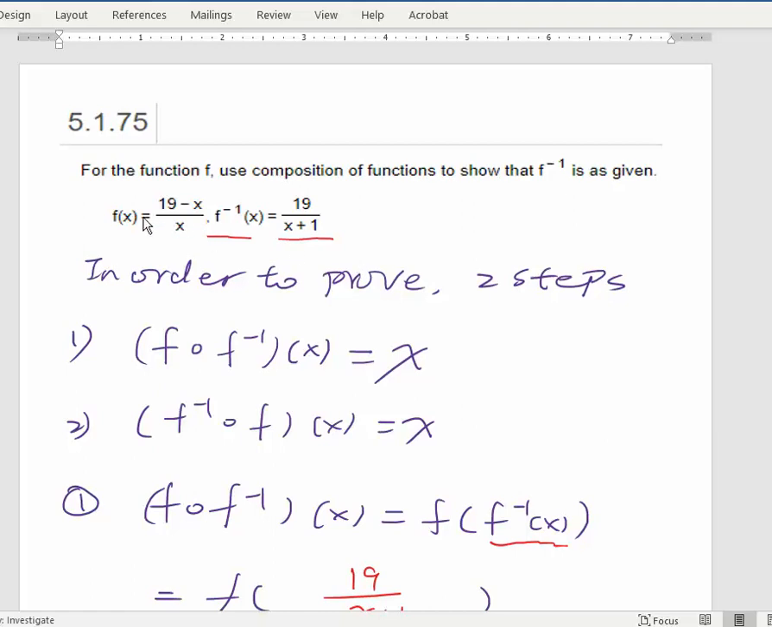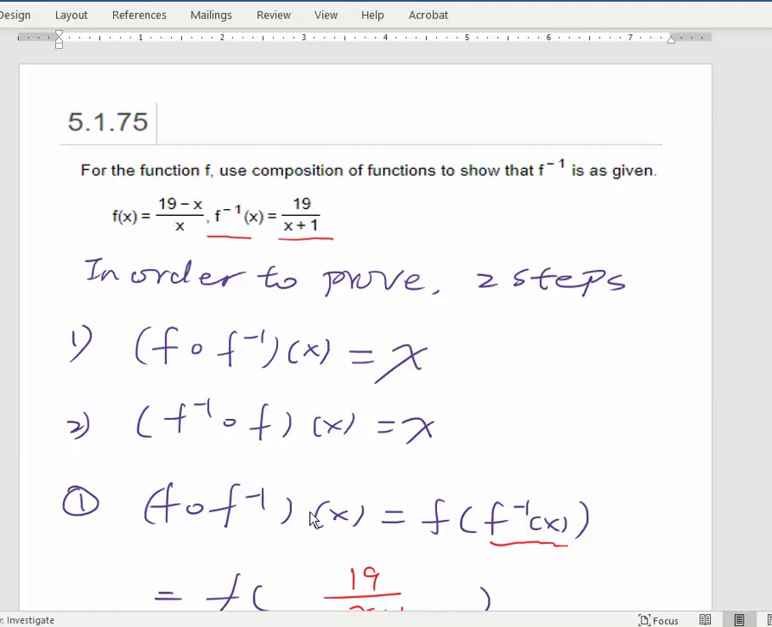Sometimes we ask you to find the inverse, right? So you know how to find the inverse. But this time it asks you to prove they are inverses of each other. So in order to prove that, you have to do two steps. Step one, you use the original function as the outer, composite the inverse function. This is equal to x. And the opposite is also the same. If I put the inverse function in the front, composite the original function, this also has to be equal to x. So we can go ahead and prove step one first.